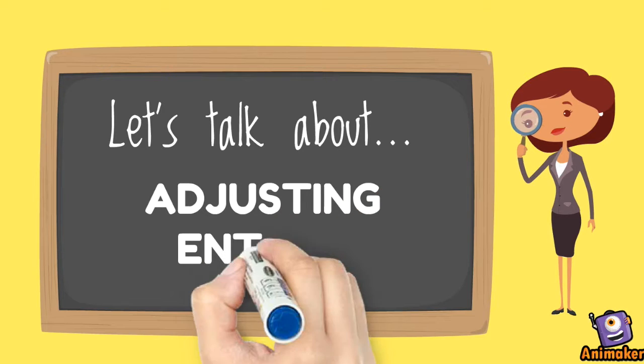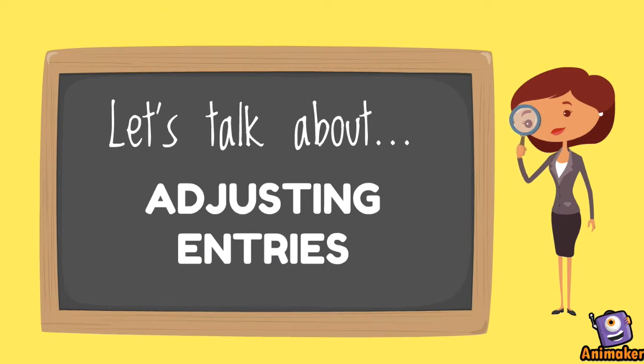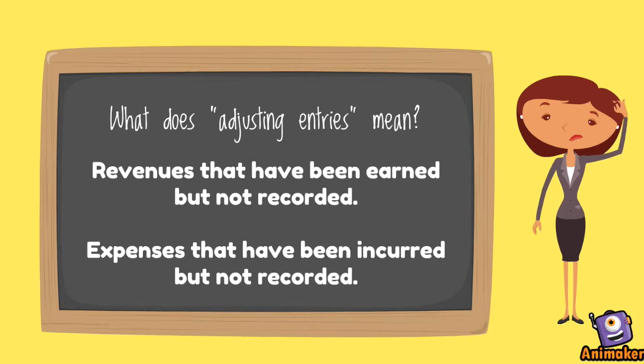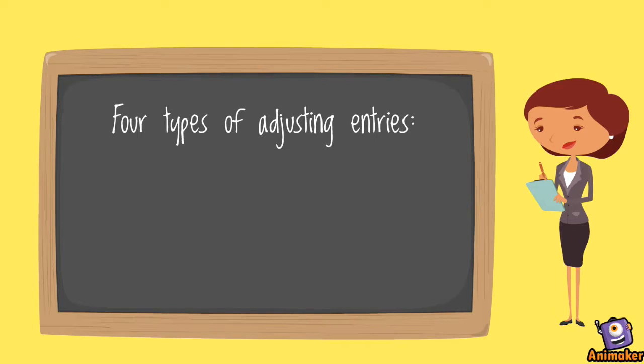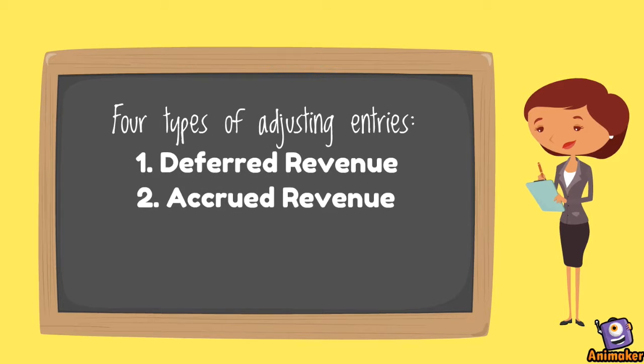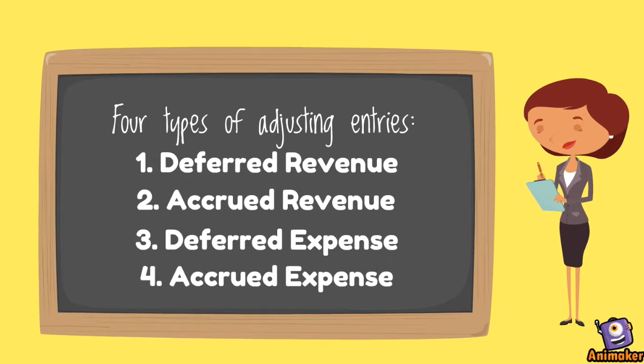A key concept in accounting is adjusting entries. An adjusting entry is an entry made in the general journal to record revenues that have been earned but not recorded and expenses that have been incurred but not recorded. There are 4 kinds of adjusting entries: deferred revenue, accrued revenue, deferred expense, and accrued expense.